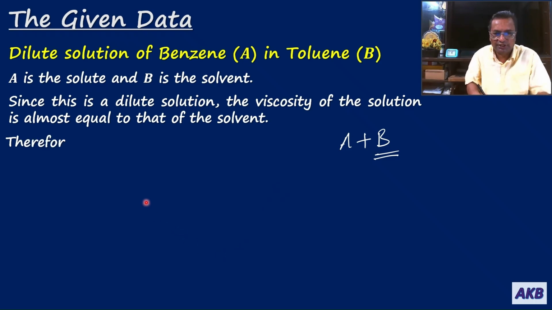Let us move on. Therefore, mu, that is the viscosity of the solvent, is equal to the viscosity of B, the viscosity of toluene.